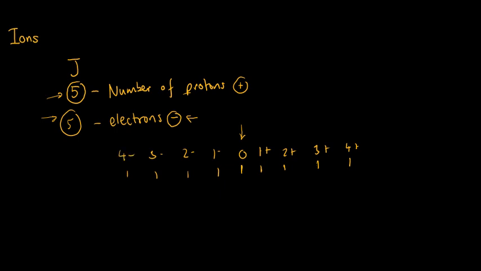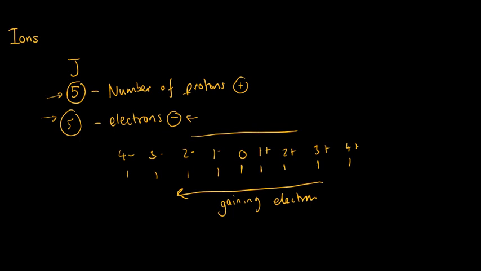Okay, so if I'm getting more negative, so if I'm going down in this direction, then what is happening is I am gaining electrons. So if I'm going in this direction here, I must be gaining electrons in order to get more negative. Whereas if I'm going in this direction here, I must therefore be losing electrons.